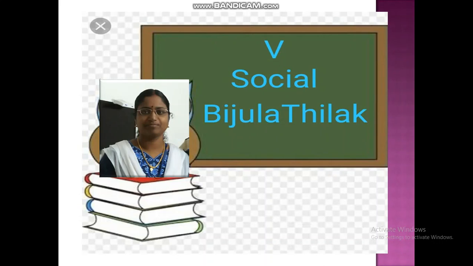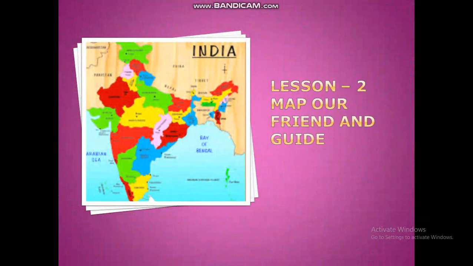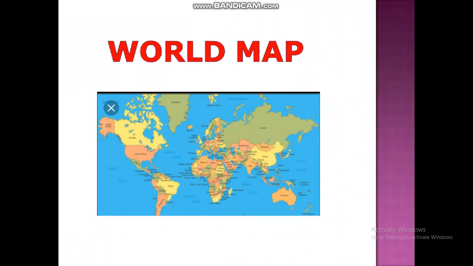Today, we are moving to our second chapter, Map, Our Friend and Guide. You know, children, what is a map? This lesson will help you for knowing detailed description of a map. Let's go through the chapter Map, Our Friend and Guide.